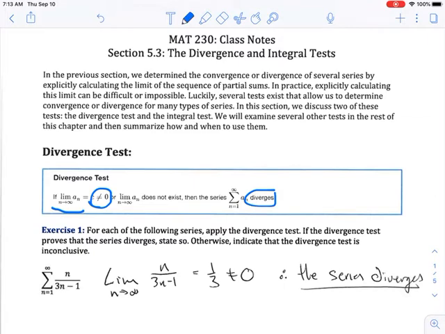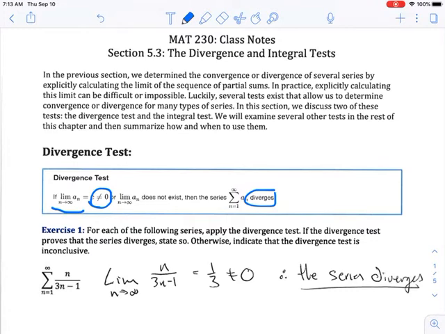So what happens if the limit does equal 0? Well, if the limit does equal 0, then we have no idea. Inconclusive. And then we need to go on to another test. So the divergence test is a good first test to determine if a series diverges or converges. If the limit of the sequence does not equal 0, it diverges. If it does equal 0, then we need to proceed to another test.